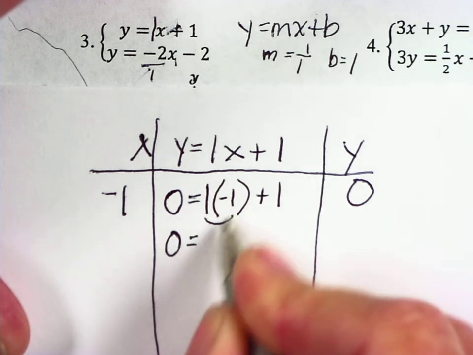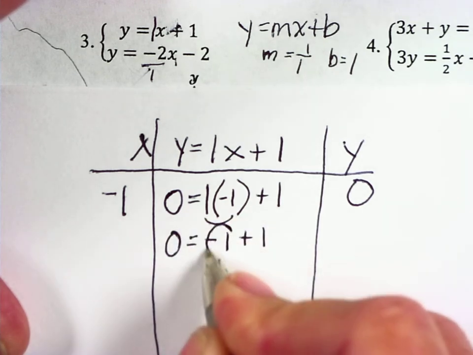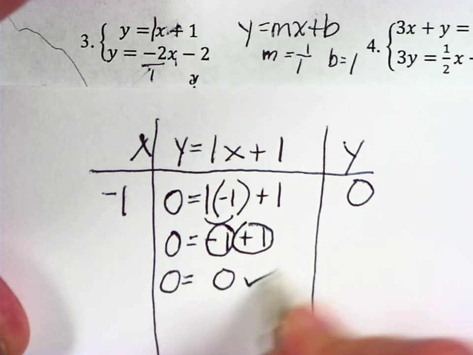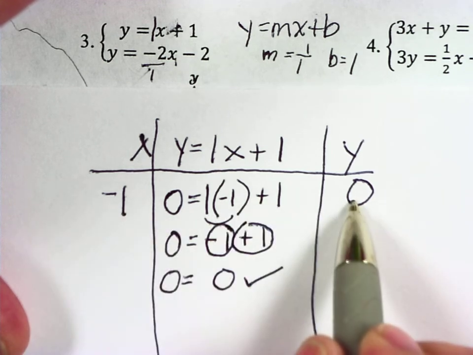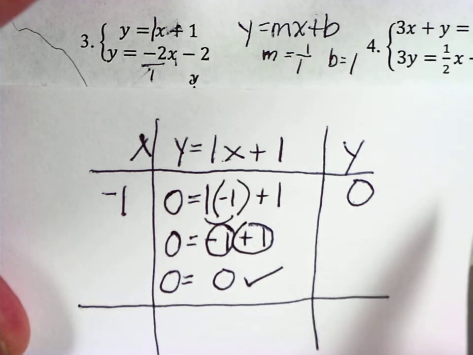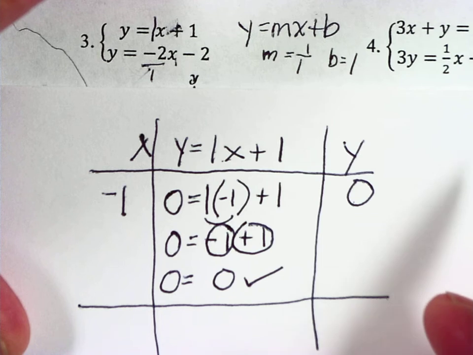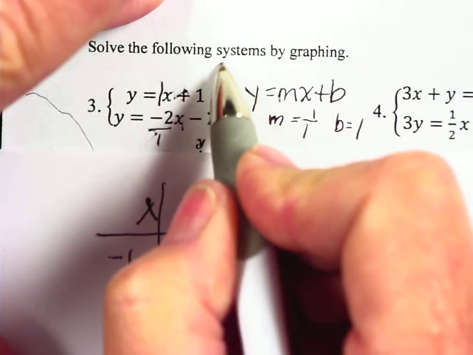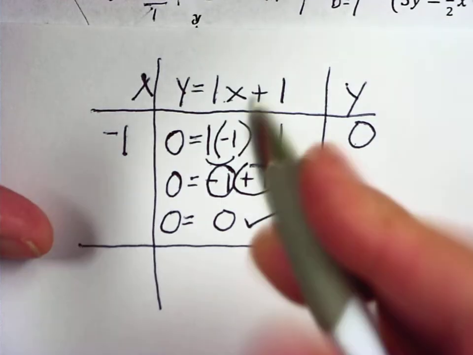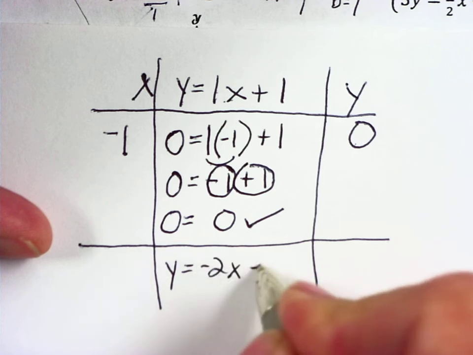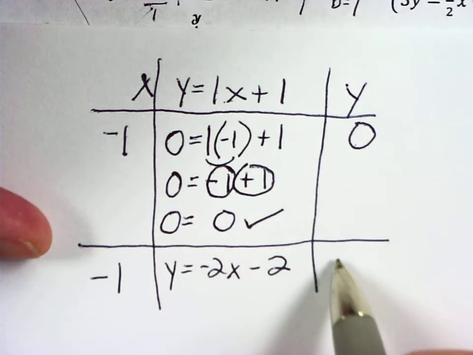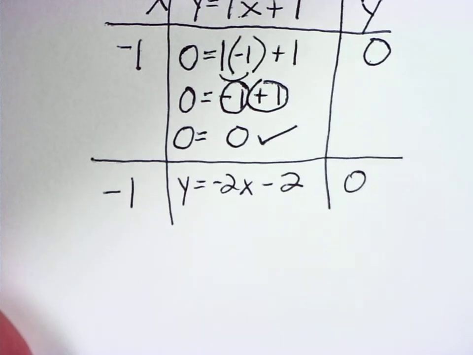0 equals -1 plus 1. Well, if I have one negative and one positive and I combine them, they're out of here, baby. This is a true statement. So this point satisfies this equation, but it has to satisfy both if it's going to be a solution of the entire system. So we're going to put y equals -2x minus 2.